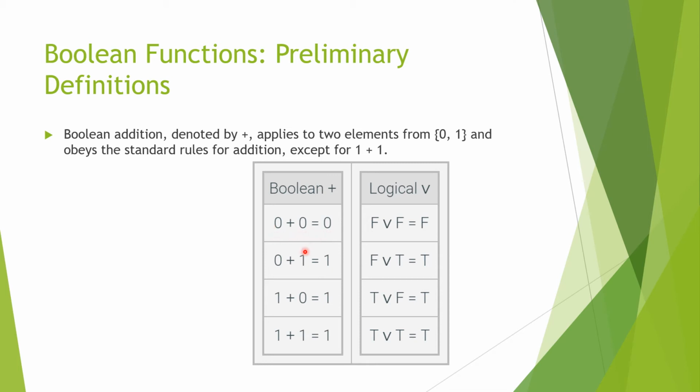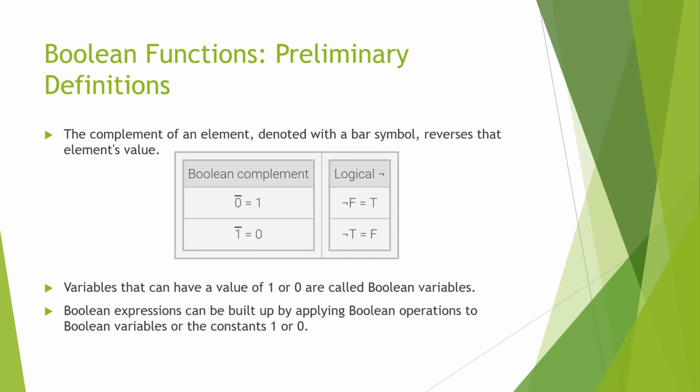0 plus 0 is 0, 0 plus 1 is 1, 1 plus 0 is 1. However, 1 plus 1 is not 2, it's equal to 1. And you can map a Boolean addition to a logical disjunction if you apply the same correspondence that I said before. 0 corresponds to false, 1 corresponds to true. So false or false is false, false or true is true, true or false is true, and true or true is true. So that's a correspondence between Boolean addition and logical disjunction.